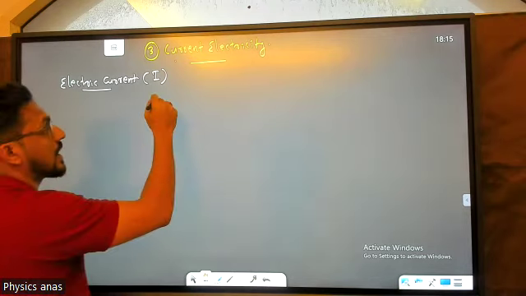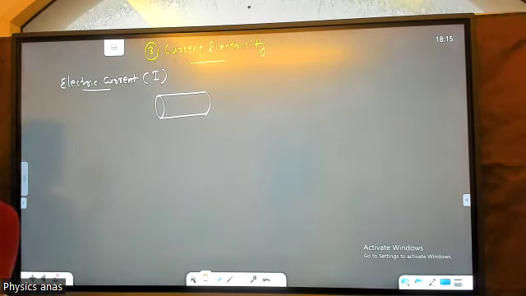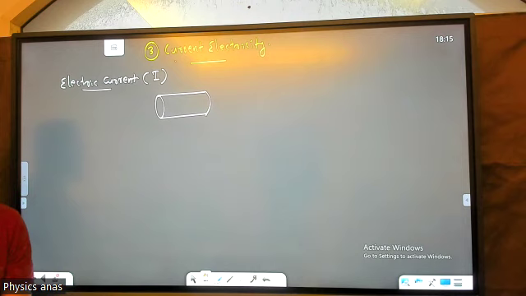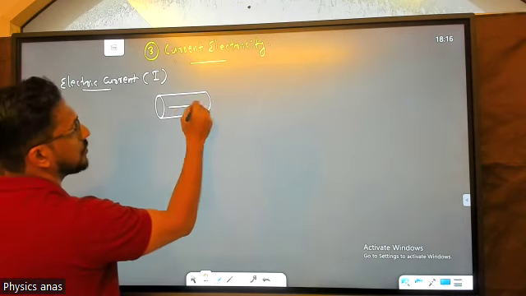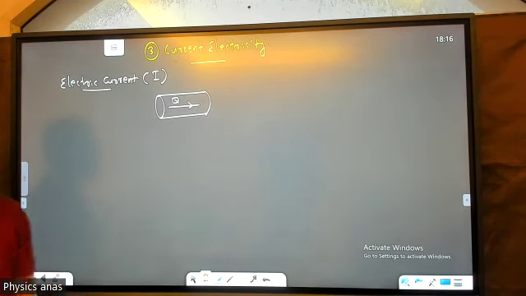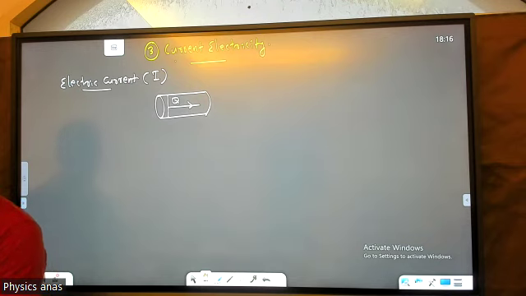If you are taking a conductor, there will be charges moving inside that conductor. If you take one point in it, there will be charge flowing through that point. Just take the rate of flow of charge, and you will get current. So current is the rate of flow of charge.